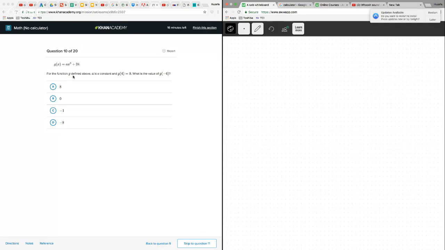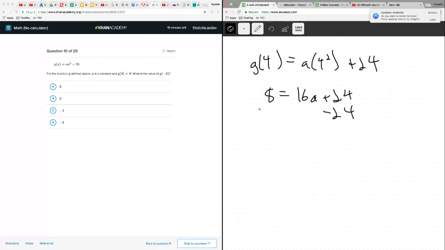g of x equals ax squared plus 24, a is a constant, and g of 4 equals 8. So g of 4, this is how I'm going to do it, equals a times 4 squared plus 24. I'm going to solve for a first. So g of 4 equals 8, so we can replace this. 8 equals 16a plus 24, minus 24, minus 24. So we have negative 16 equals 16a. a equals negative 1. Now we want g of negative 4.